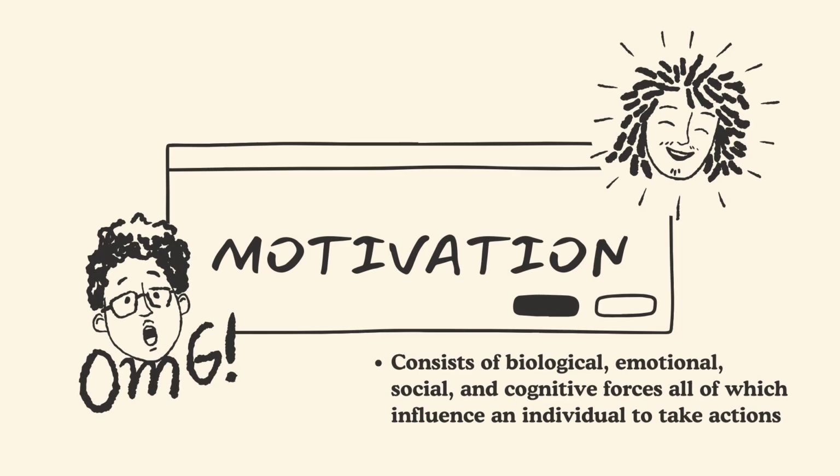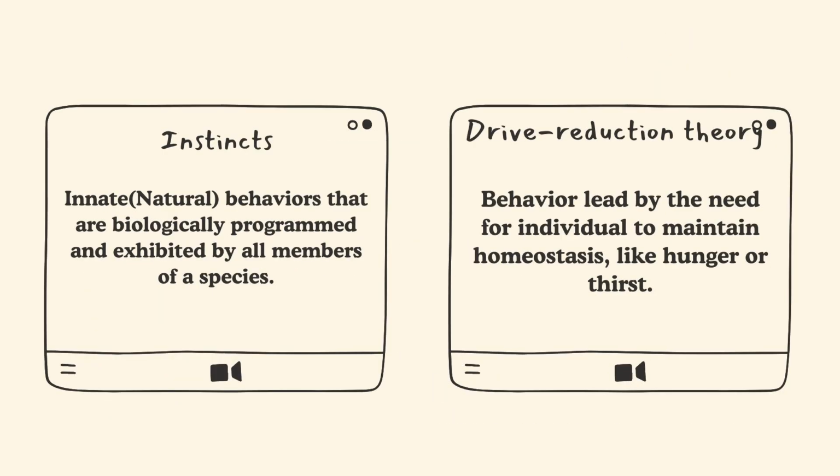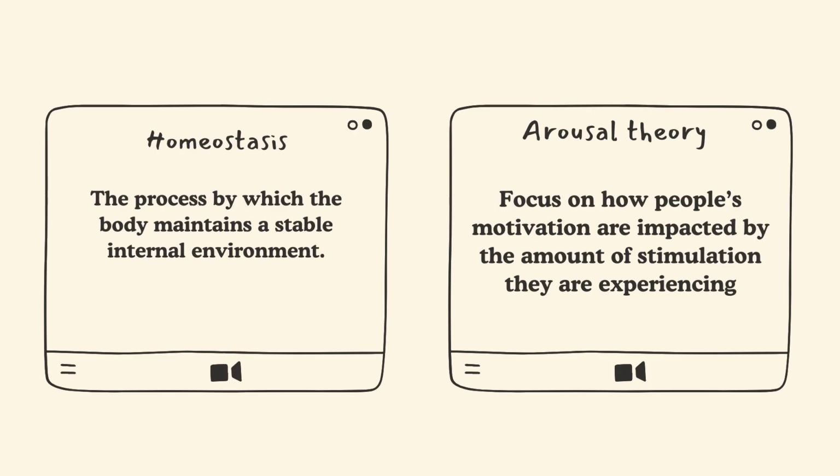Motivation consists of biological, emotional, social, and cognitive forces, all of which influence an individual to take action. Instinct is innate, or you can think of it as natural behavior that is biologically programmed and exhibited by all members of a species. Drive reduction theory is behavior led by the need for an individual to maintain homeostasis, like hunger or thirst. Let's talk about homeostasis.